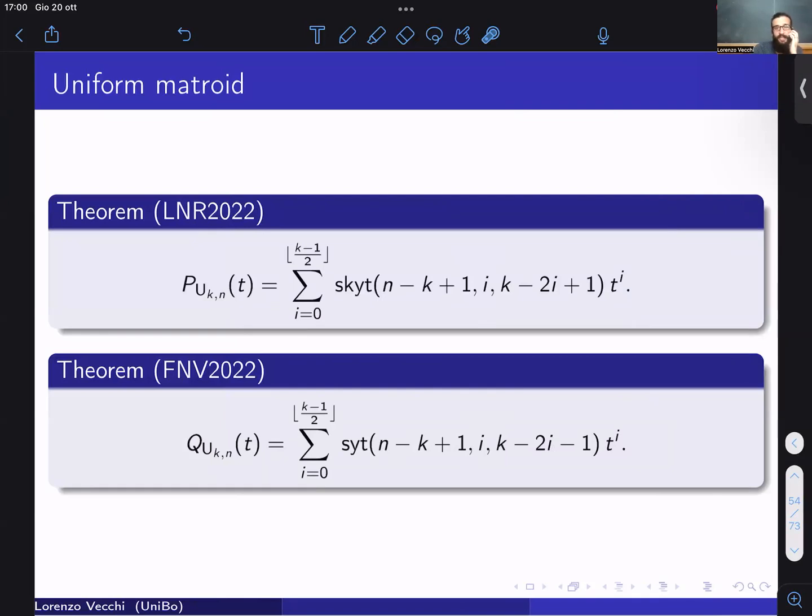We are interested in these shapes because there is a result by Lee, Nasr, and Radcliffe that interprets the coefficients of the Kazhdan-Lusztig polynomial of the uniform matroid by counting the fillings of some particular skite shapes. So we plug these values in the 3 parameters, we count the skew standard Young tableaux, and these are exactly the coefficients of the Kazhdan-Lusztig polynomial. And in our paper, we do the same thing for Q. So we interpret the coefficients by counting the fillings of that standard Young diagram, by plugging these values inside the 3 parameters that define the shape.